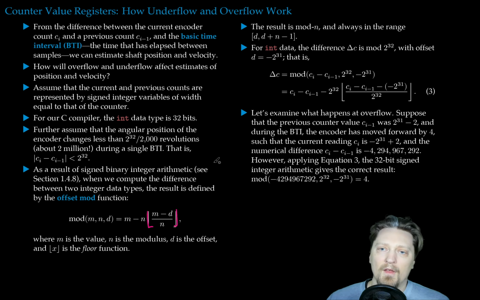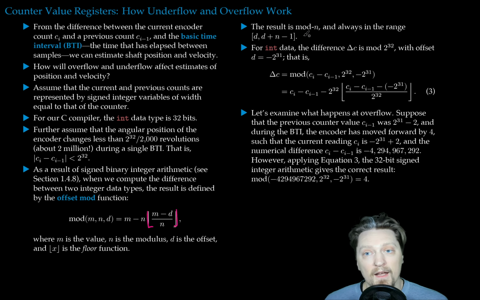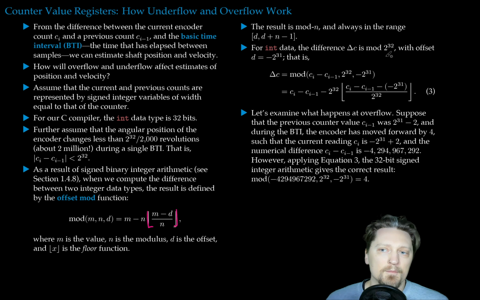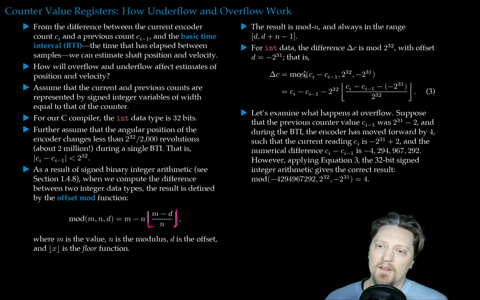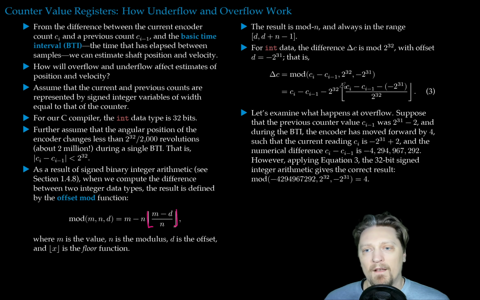Okay. The result is mod n, and always in the range from the offset to the offset plus n minus 1. For int data, the difference delta c is mod 2 to the 32, with offset d equals negative 2 to the 31. That is, delta c is mod ci minus ci minus 1, comma 2 to the 32 with an offset of negative 2 to the 31, which reduces to this formula here.